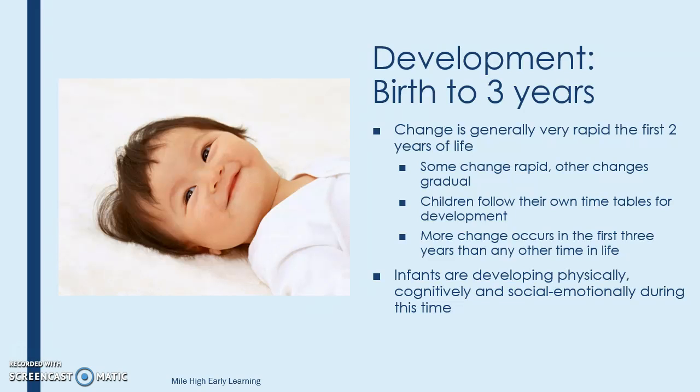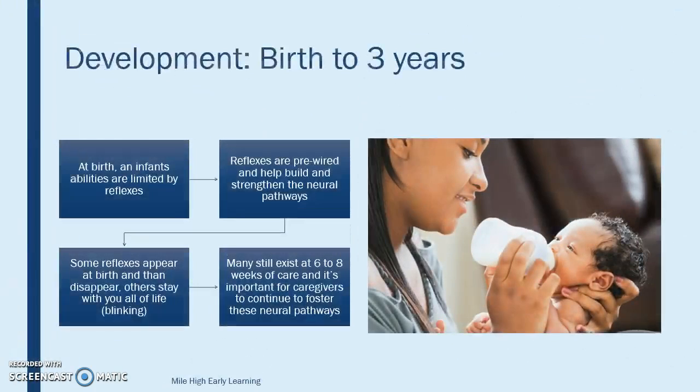So when we're looking at development, we know that change is generally very rapid the first 2 years of life. However, some of those changes are rapid, others are a little more gradual. It's always important to note that children are going to follow their own timetables for development. But we do know that more change occurs in the first 3 years of life than at any other time in life, because during this time, infants are developing physically, cognitively, and socially and emotionally. Most of the first year of life for an infant is actually spent learning to coordinate motor skills, and that's essentially sensorimotor development, which we will talk about in here.